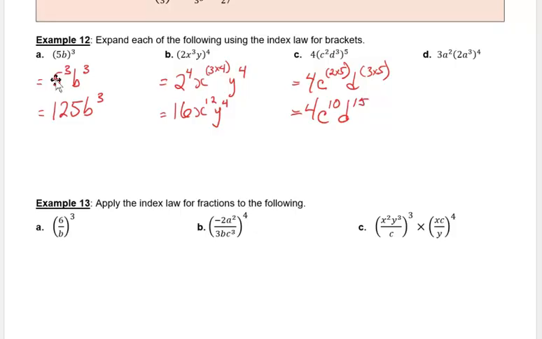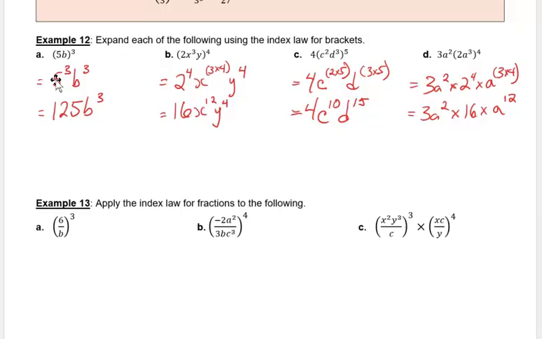That's our answer there. And finally, we have 3a squared on the outside. So this is going to be interesting. So I've got 3a squared times 2 to the power of 4 times a to the power of 3 times 4. So we still have our 3a squared times 2 to the power of 4, which again is 16, times a to the power of 12. Oh, that's very interesting.